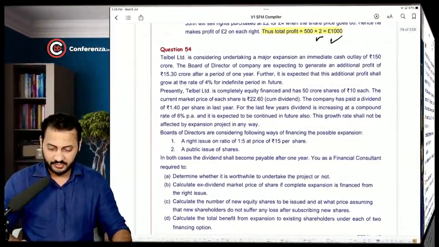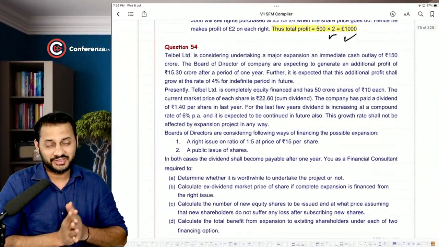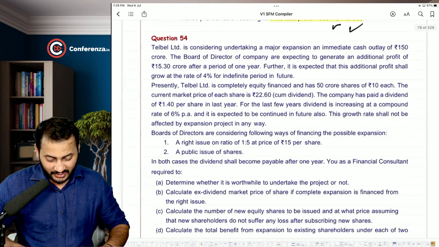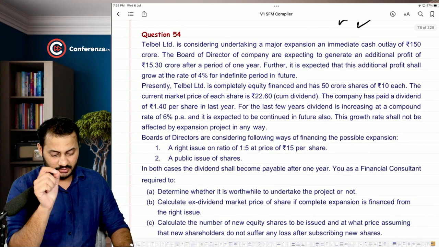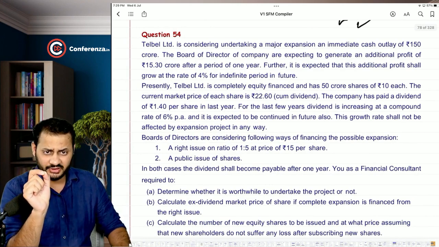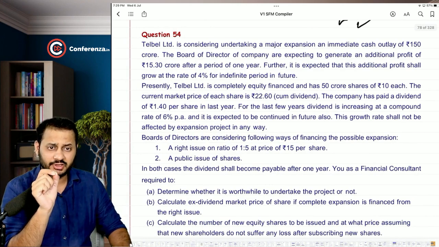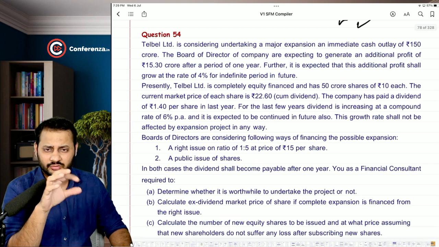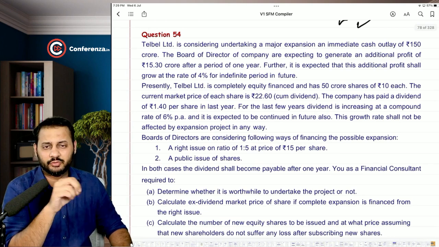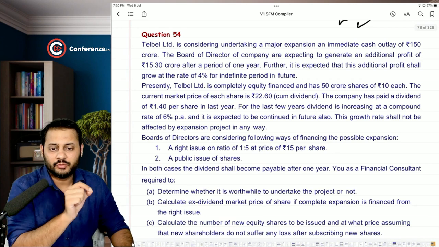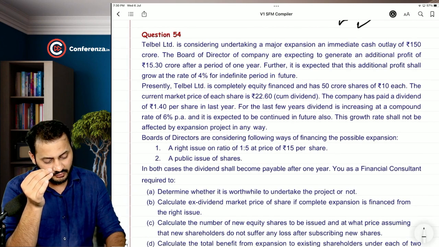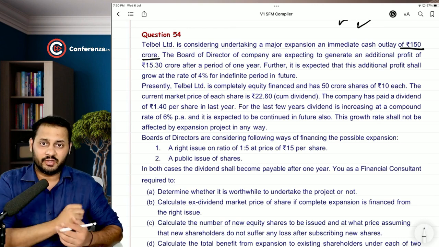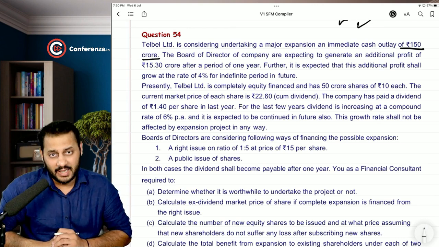So, welcome back after the break. This is going to be an interesting question. Let's have a look at this. Telbel Limited is considering undertaking a major expansion and immediate cash outlay of 150 crore. So there might be some mistake in framing the question. What they want to say is 150 crore will be required. 150 crore rupees is required for this plan.